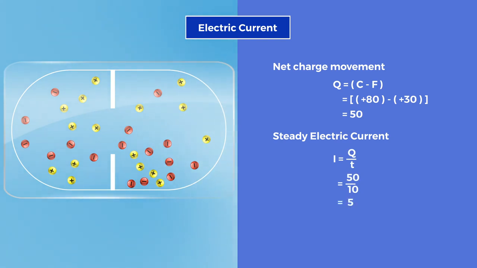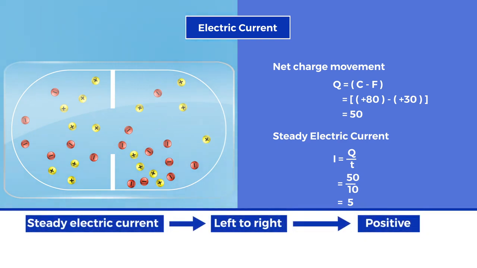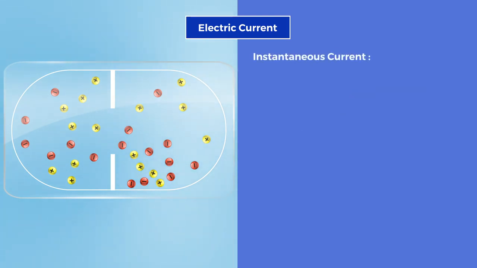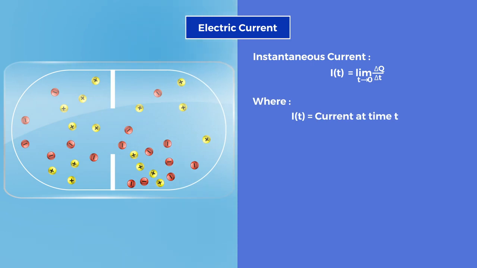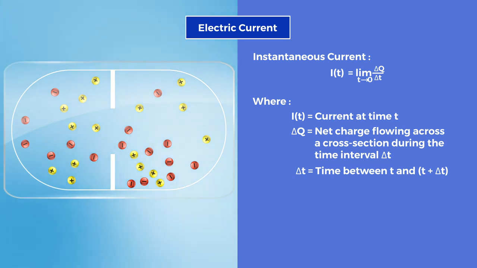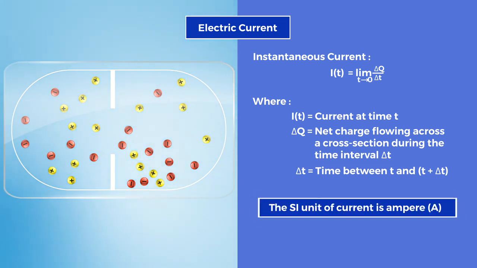A steady current is positive when it moves in the forward direction, that is from left to right, and negative when it moves in the backward direction, that is from right to left. Instantaneous current at any time t is expressed as I(t) equal to the limit as delta t tends to 0 of delta Q by delta t, where I(t) is the current at time t, delta Q is the net charge flowing across a cross-section during the time interval delta t, that is between time t and t plus delta t. The SI unit of current is ampere and it is represented by capital A.